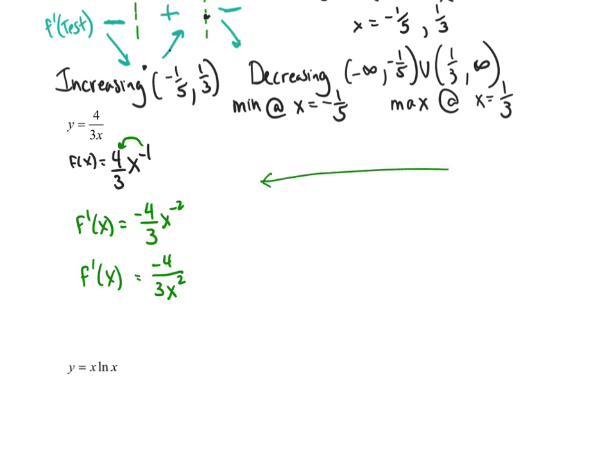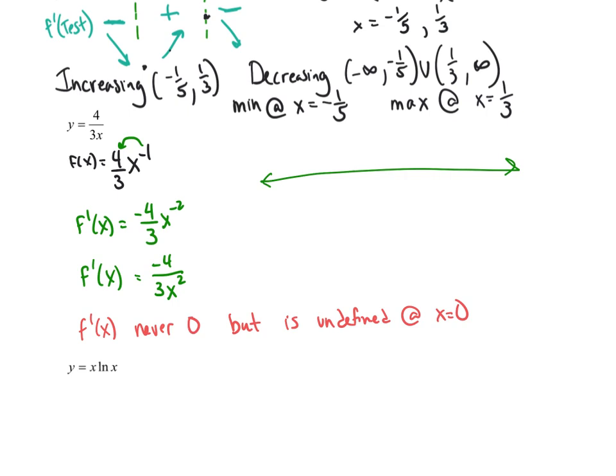So when I do my sign chart, I have to figure out when this derivative is going to be 0. Well, this derivative, f prime of x, is never 0. Because if I have negative 4 divided by anything, I'm never going to get 0. But the derivative is undefined at x equals 0. Because if I put a 0 in the derivative, negative 4 divided by 0 is undefined.